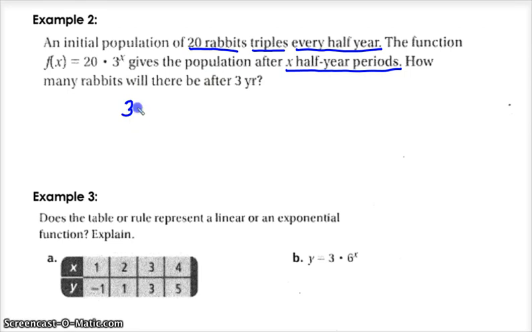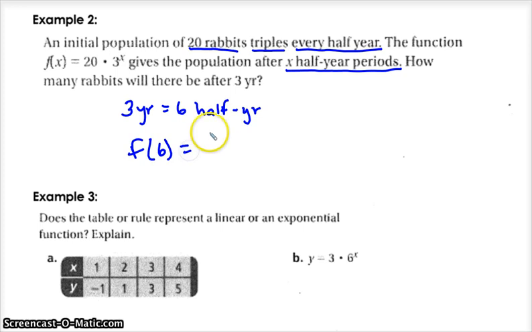Well, 3 years equals 6 half years. So I'm actually going to plug in 6 to my function. So f of 6, 6 half years, equals 20 times 3 to the 6th power. I can go ahead and plug that in my calculator. I'm going to get 14,580 rabbits. That's a whole bunch of rabbits.